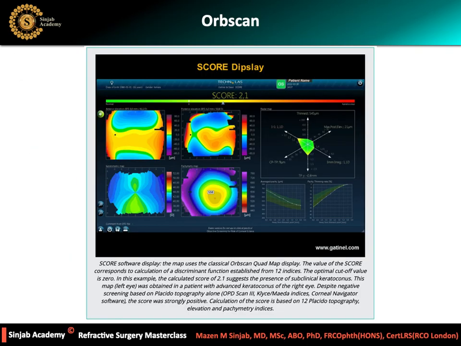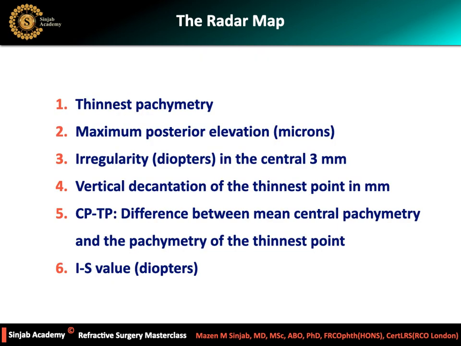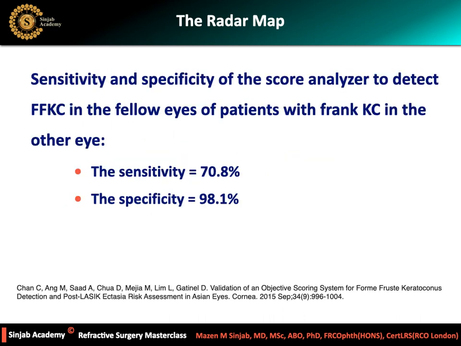In the ORBscan, the radar map was developed, and a score is given to each case. So the higher the score and the larger the plotted area of the radar means more progression. It depended on some parameters, and it gives a sensitivity of 71% and specificity of 98%.